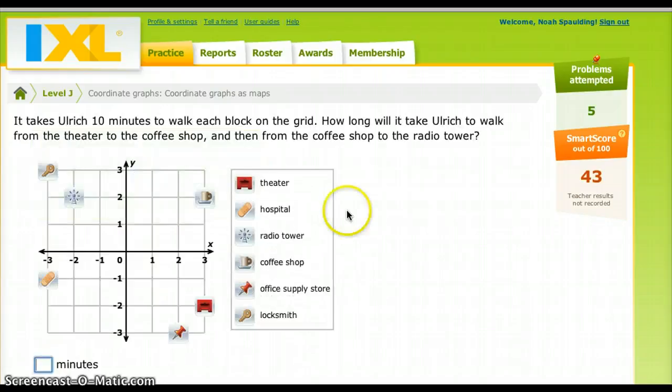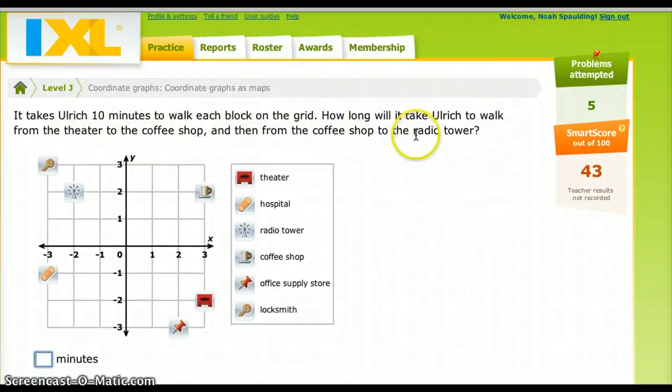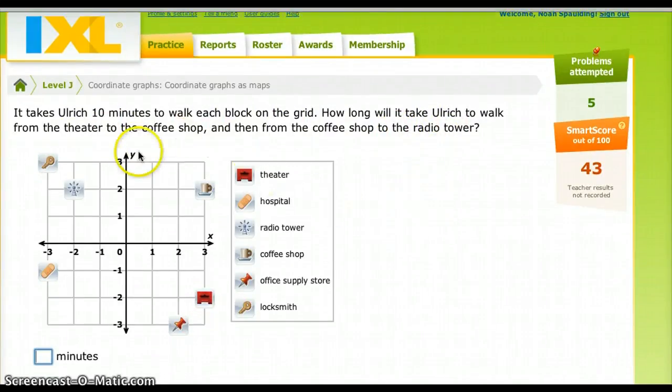Okay. All right. It takes Yerlich 10 minutes to walk each block on the grid. How long will it take Yerlich to walk from the theater to the coffee shop, and then from the coffee shop to the radio tower? Okay, so it takes 10 minutes to walk each block on the grid.